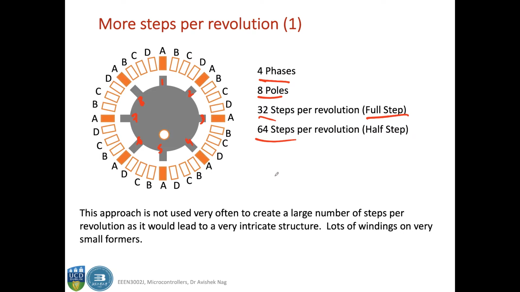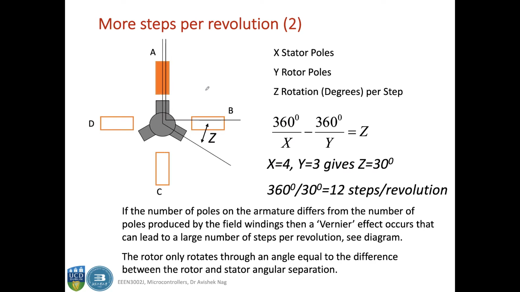So this approach is not used very often to create a large number of steps per revolution, as it would lead to a very intricate structure. Okay, so this is a very intricate and complicated structure, as you can already see. So lots of windings on very small formers. Okay, so this is not often used. What is used is something like this.